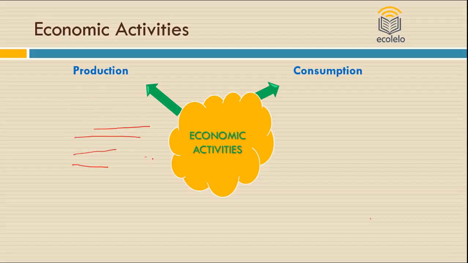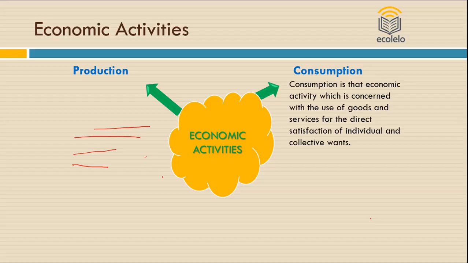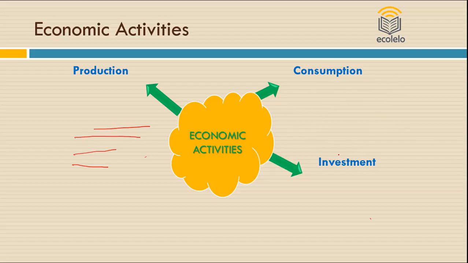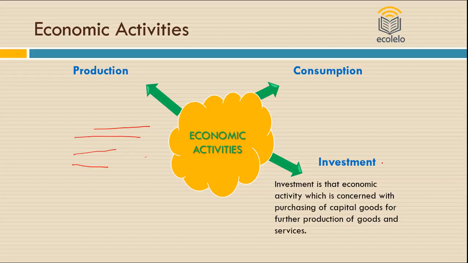Let's go ahead. Second type of economic activity is consumption. What is consumption? It is that economic activity which is concerned with the use of goods and services for the direct satisfaction of individuals and collective wants. So we all know this. Third activity is investment. Now, what is investment if you ask a layman? If I ask you what is investment, what is the first thing that comes into your mind? Well, you can always keep it in your mind and then relate it with what is going to come up. Investment is that activity which is concerned with purchasing of capital goods for further production of goods and services.